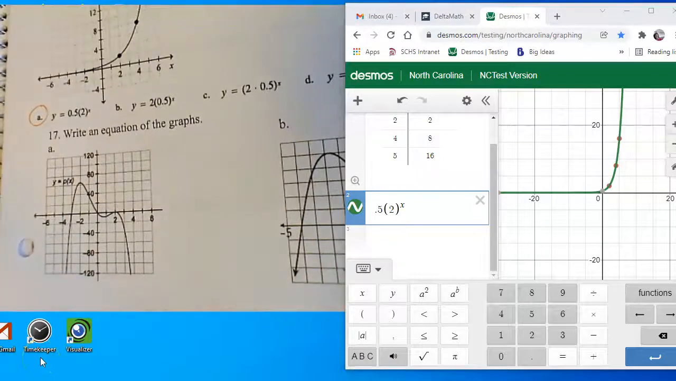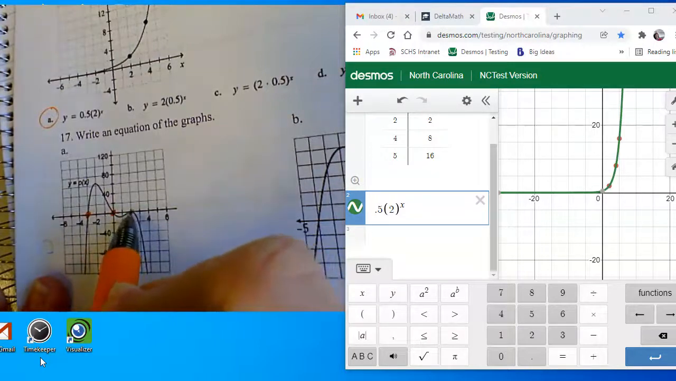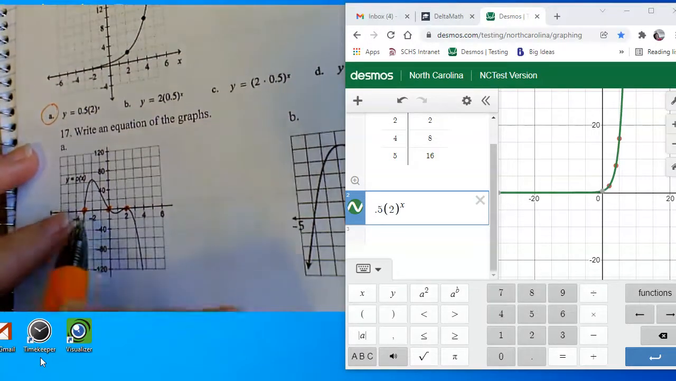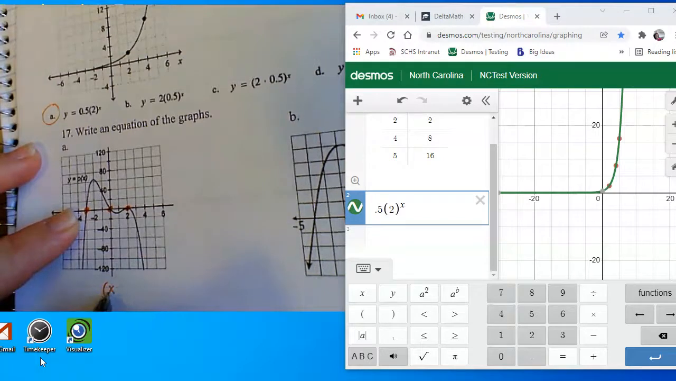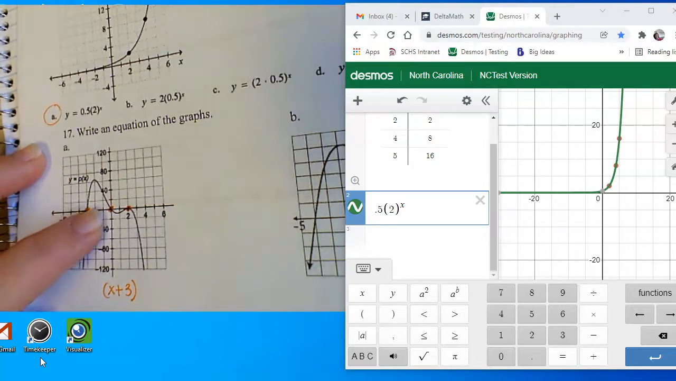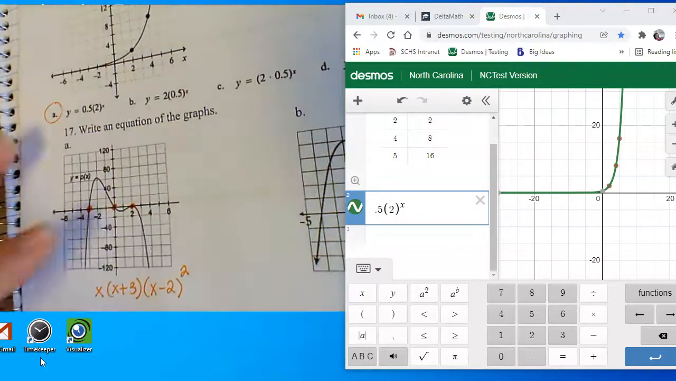Okay, so with 17 and 18, what you're doing is you're finding the zeros. So there's a 0 at negative 3, a 0 at 0, and a 0 at 2. And so you use those to come up with the equation. So this is negative 3, so you change the sign and you make it a factor, so x plus 3. The 0 one, when you make it a factor, it's just x. And then the 2 one, when you make it a factor, it's x minus 2, and then squared because it's a double root.